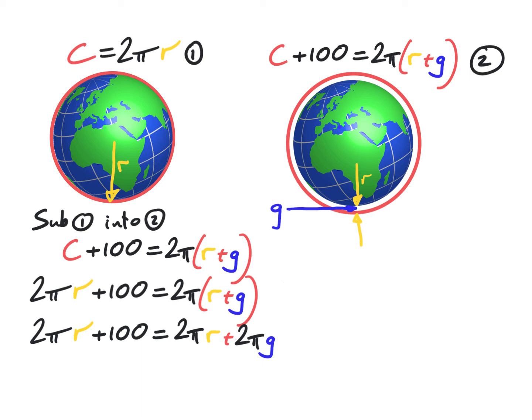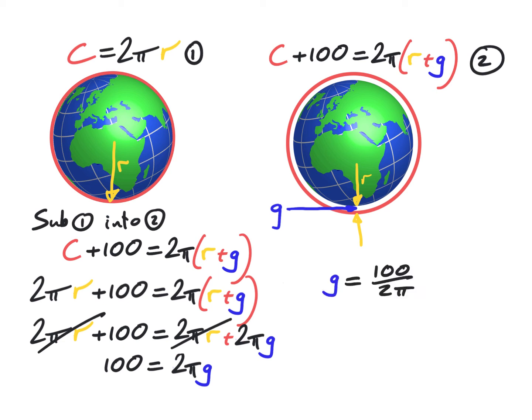Okay, and next comes this magical step where the 2 pi r's cancel out. And we are left with 100 equals 2 pi g. Now the thing to note here is there's no r, there's no radius in this equation. So that means the result is completely independent of the size of the circle or the size of the globe that we are talking about.